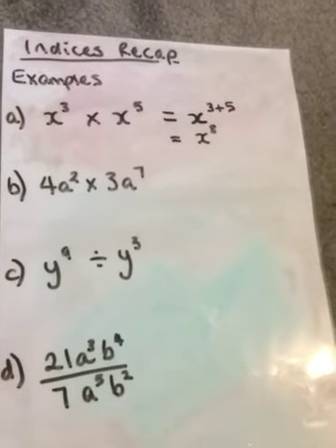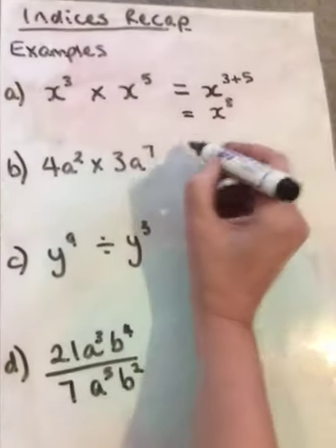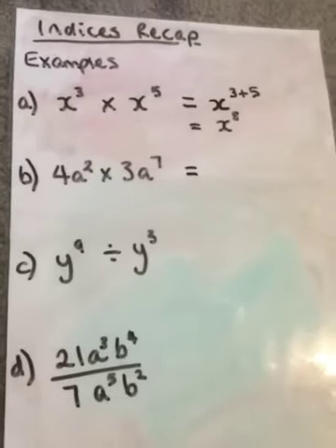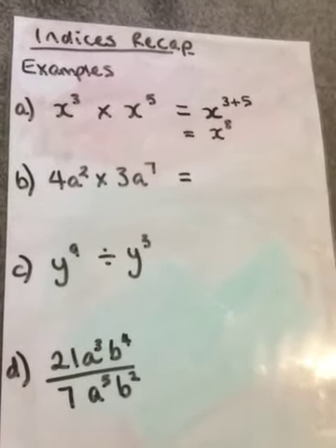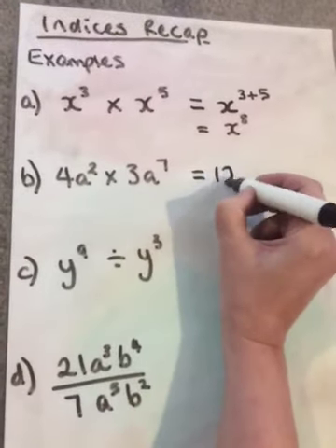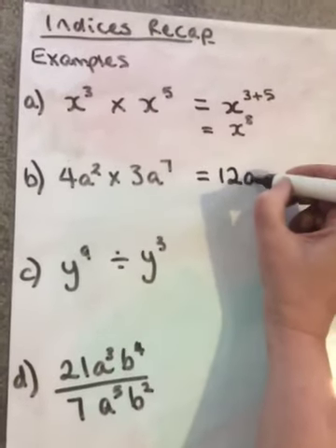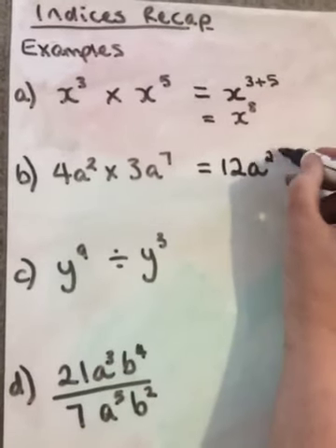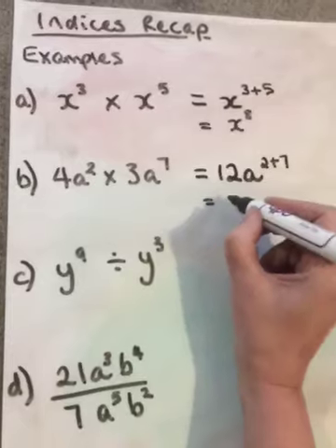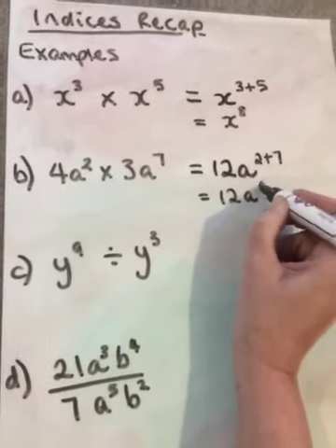those numbers as if you would normally multiply the numbers. So in this second one, where we've got 4a squared times 3a to the power of 7, we're going to do 4 times 3, which is 12. And then our base is a, and then we can add the 2 plus the 7. So our final answer will be 12a to the power of 9.